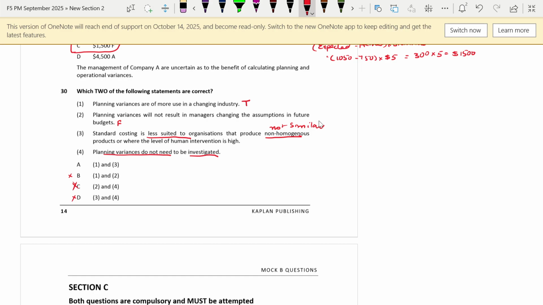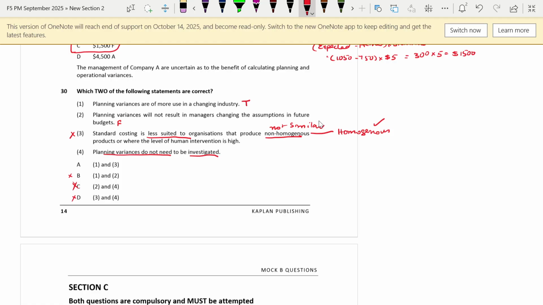Standard costing is less suited to organizations that produce non-homogeneous products. Yes, if it is similar products, is it right? It is more suited for similar products. If it is homogeneous, it will be fine. It's not for the non-homogeneous.